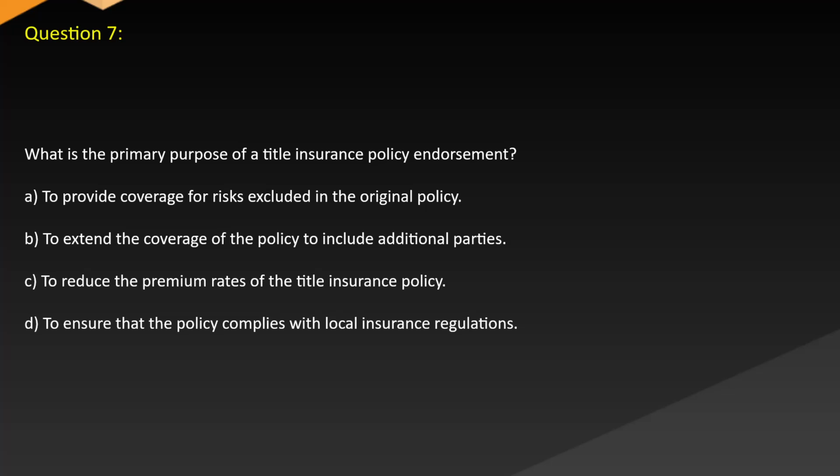Question 7. What is the primary purpose of a title insurance policy endorsement? A. To provide coverage for risks excluded in the original policy. B. To extend the coverage of the policy to include additional parties. C. To reduce the premium rates of the title insurance policy. D. To ensure that the policy complies with local insurance regulations.